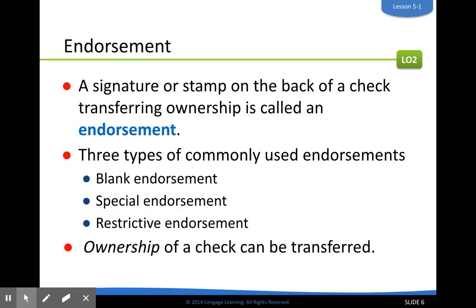You've maybe gotten a check before, and when you took it to the bank, you signed your name. That is called an endorsement. Until there's a signature, that check remains the ownership of the person who wrote the check. But as soon as it's signed by the person the check is for, that transfers the ownership to that person. So the signature is called an endorsement. We have three different types of endorsements that transfer the ownership of the check.